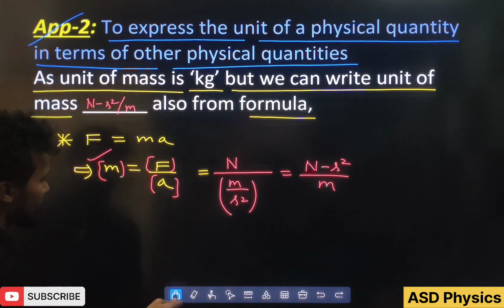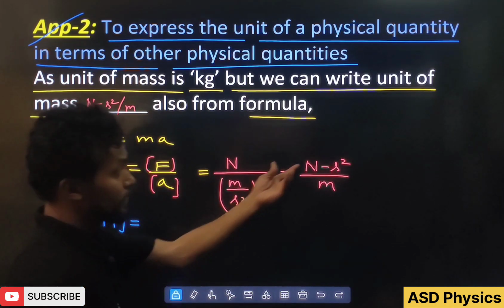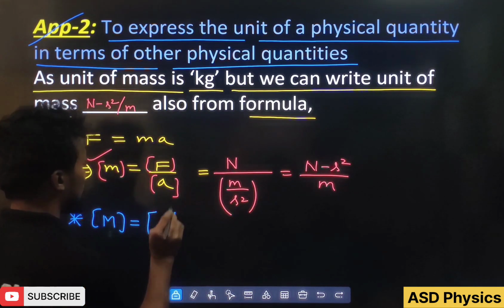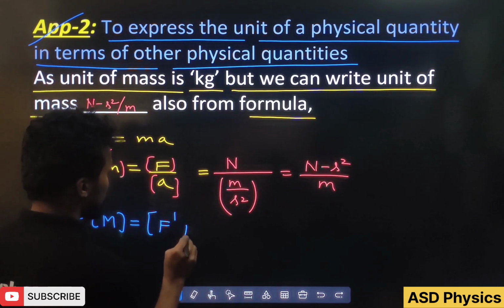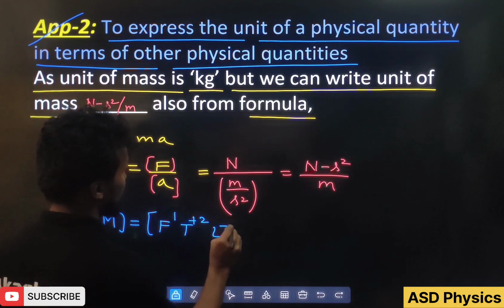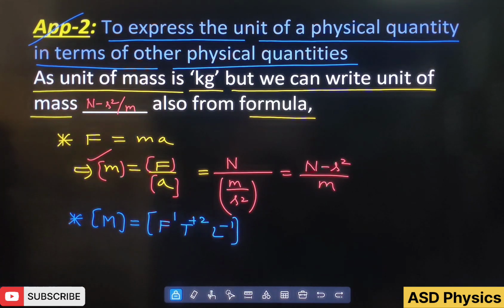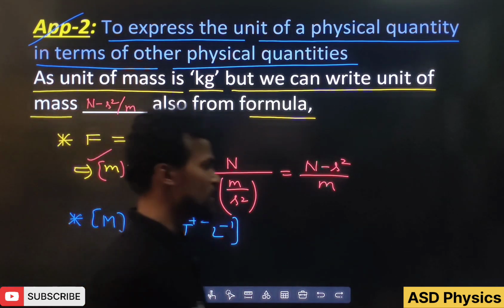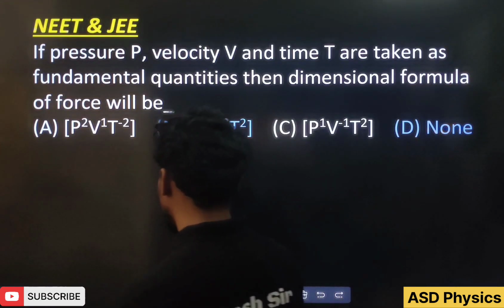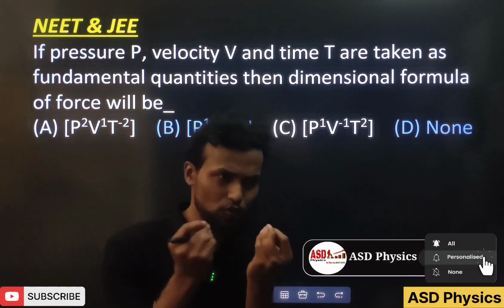Now if we write in one standard form, the unit of mass. Newton means force, that is F power 1. Second square we can write as T power plus 2. And length means L power minus 1. So you can write F power 1, T power 2 and L power minus 1. Can you see very well? So Newton second square per meter, or we can write F power 1, T power 2 and L power minus 1. That is the unit of mass in terms of force, length and time. Now after that, we have done it there, but many times we are not that fortunate, so we can guess one formula.